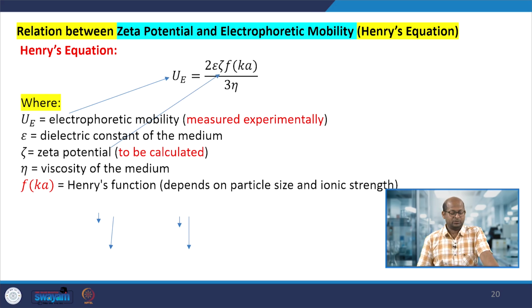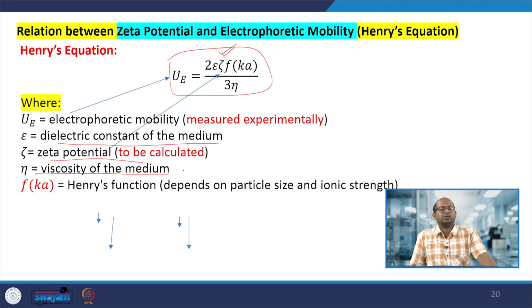So here is how we can measure zeta potential experimentally. Henry's equation is this, and you can use it. Here UE is the electrophoretic mobility that we can get experimentally; I will discuss experimental details later. This is the dielectric constant of the medium, this is the zeta potential that we have to find out, and this is the viscosity of the medium. I said these are the factors by which mobility will change. And this is Henry's function, which depends on the particle size and the ionic strength of the medium, that is, on the solvent we have used.